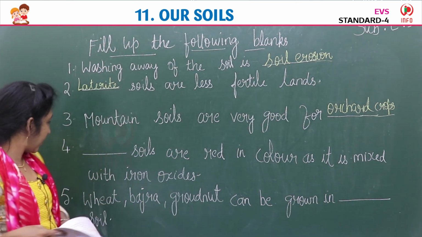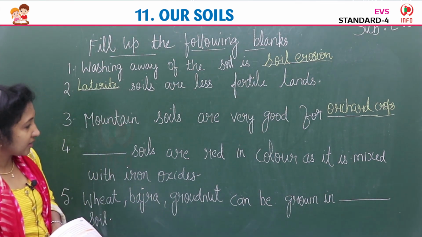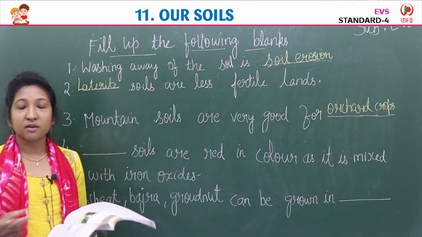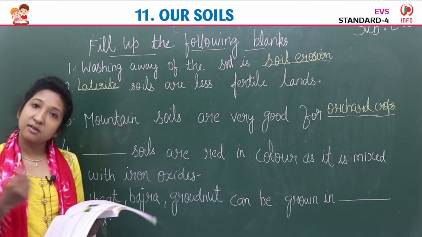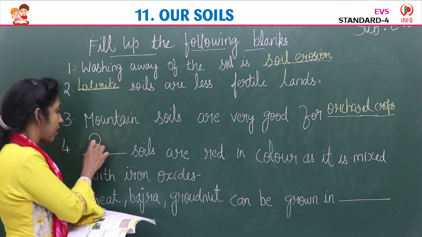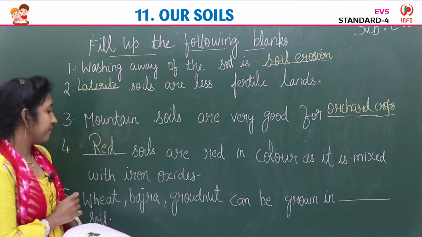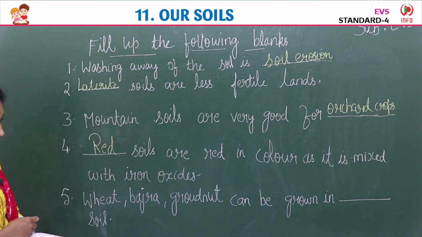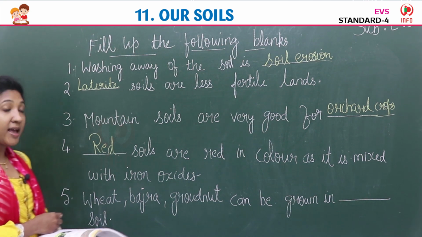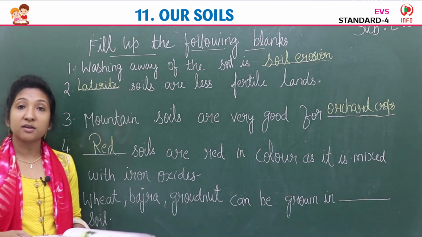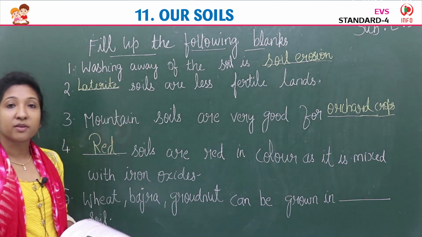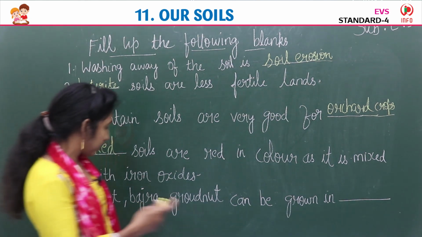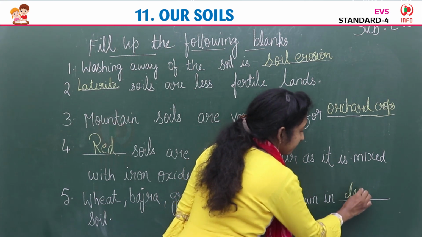Now the fourth question is, dash soils are red in color as they are mixed with iron oxides. Which soil is red in color? Yes, red soils. The last question: wheat, bajra, groundnut can be grown in dash soil. The one word left there is desert. So wheat, bajra, groundnut can be grown in desert soils.